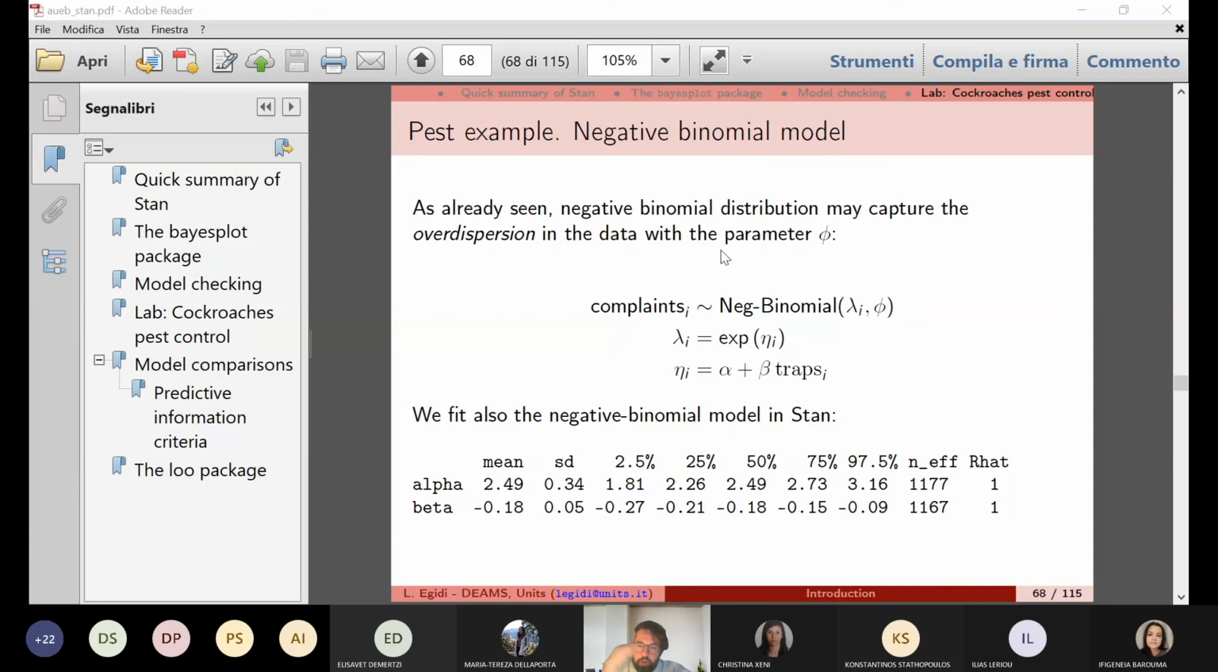We go ahead with the negative binomial example, the hierarchical model, and then we will finish by also comparing models. I will be giving you some guidelines on how to compare models with the predictive information criteria, which can be used in Stan. Okay. See you in 7-8 minutes.